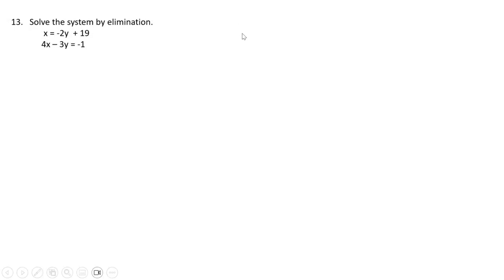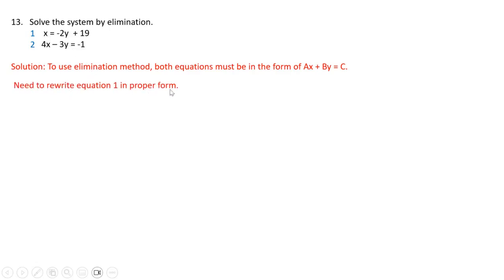Now it says solve the system by elimination method. By elimination method, they both have to be in the form ax + by = c, right? Number 1 is not in that form. So I have to rewrite number 1 in proper form. So all I do is add 2y to both sides. This becomes x + 2y = 19. This is my new equation number 1, rewritten in proper form.